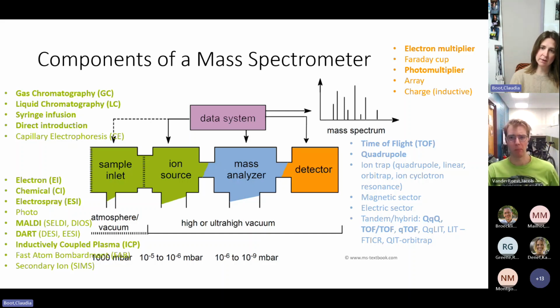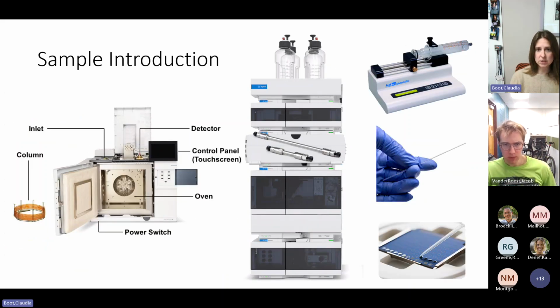And then we've got, for detectors, both electron multipliers and photo multipliers that we'll talk about at the end of the introduction on the components of a mass spec. Starting with sample introduction, we've got a GC system here.